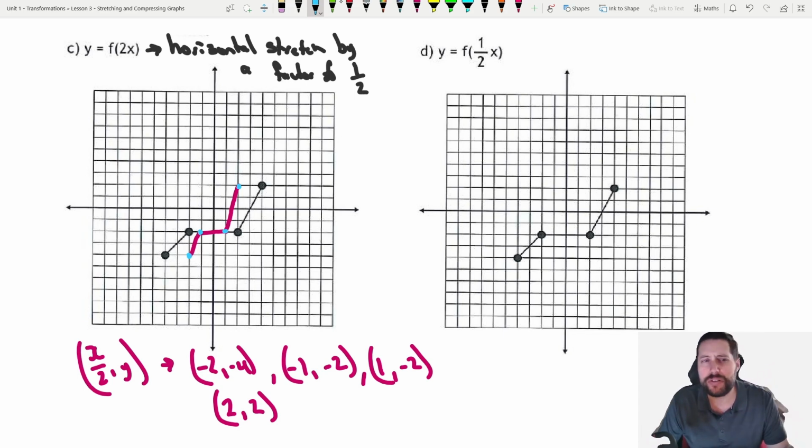Okay, but it kind of looks like it's been compressed. It's true, it has been compressed, but the compression factor would be 2. Okay, the horizontal stretch factor is 1/2. That's where the reciprocal of b comes in.